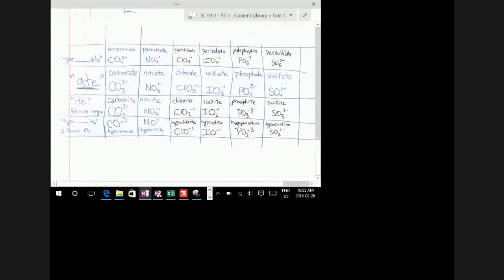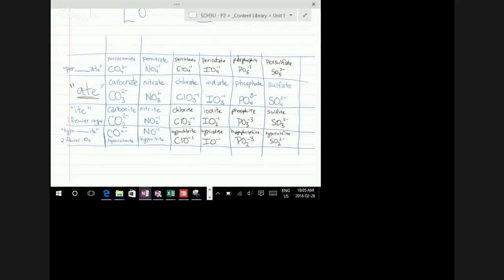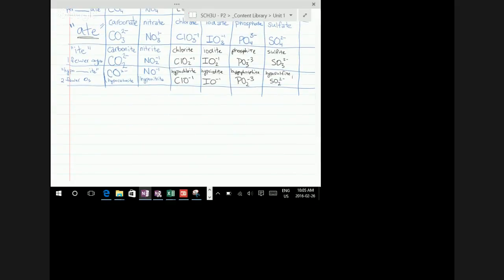Okay, and that's the complete table there. Now, again, don't try to memorize the whole table. Unless, if you can memorize the whole table, go nuts. I certainly could not memorize that whole table. Memorize all of the 8s. Know carbonate, nitrate, chlorate, iodate, phosphate, and sulfate. Know that row, and then know how the rule works in terms of naming. Does that make sense? Okay, let's just do a few quick, simple examples.